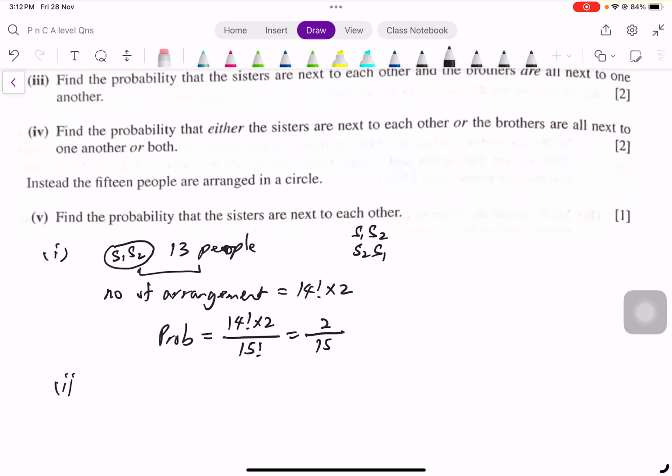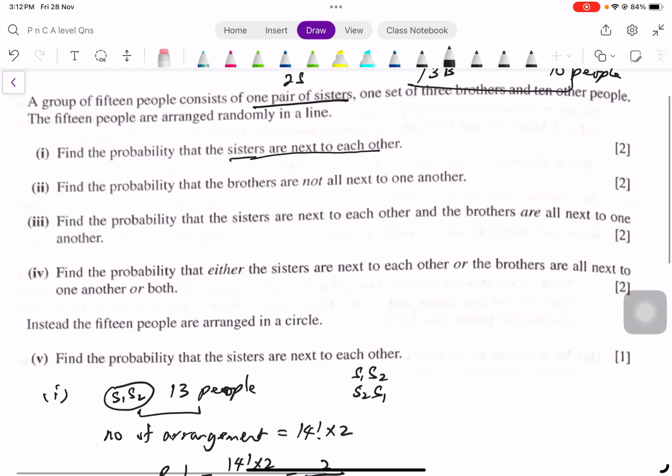Okay, let's look at part 2. They say find the probability that the brothers are not all next to one another. I think this part is a bit tricky. Because it says not, we find the case whereby they are next to each other.